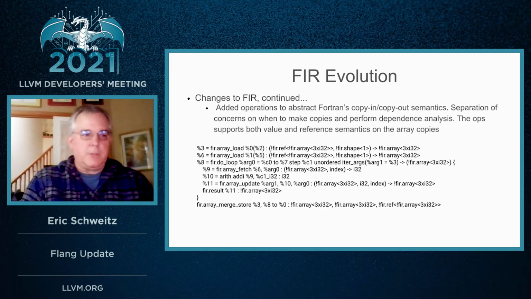Inside that loop, there's a fetch operation that's fetching a value from one array, and then it adds 1 to that and updates the second array. You can also see that the array value being updated is threaded around the loop as an SSA value. And lastly, the copy that's being recorded by the updates is copied out to the destination array in the merge store. With that, I'll hand it over to Kiran.